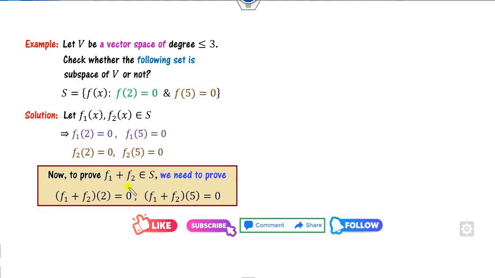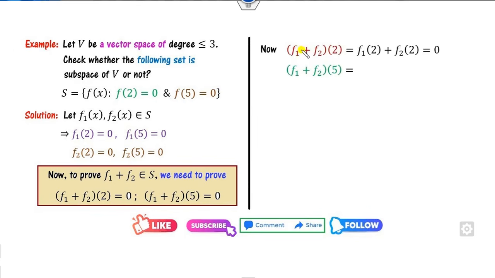Your target is to prove this number. I can start from the left hand side. If you open this bracket, this number is 0, this is 0, hence. Similarly if I open this bracket, it is f1 of 5, it is f2 of 5. f1 of 5 is 0, f2 of 5 is 0, this is 0. Both the conditions are satisfied, hence f1 plus f2 belongs to S.